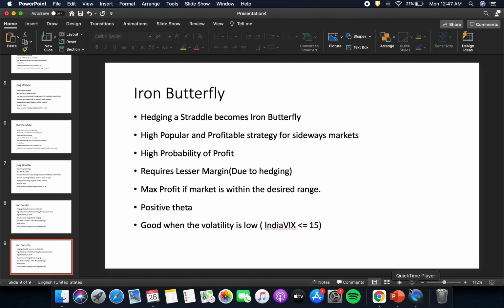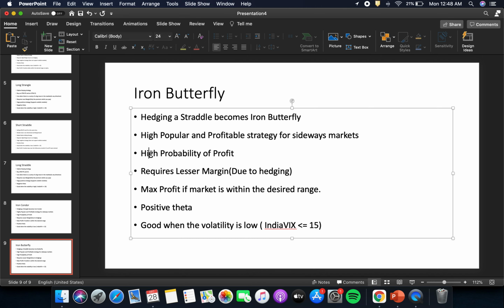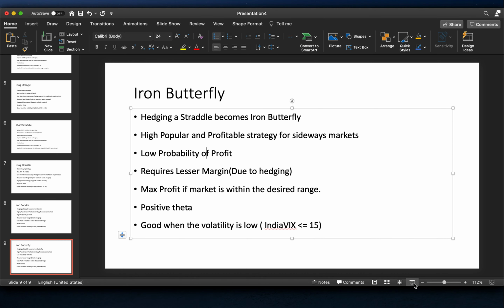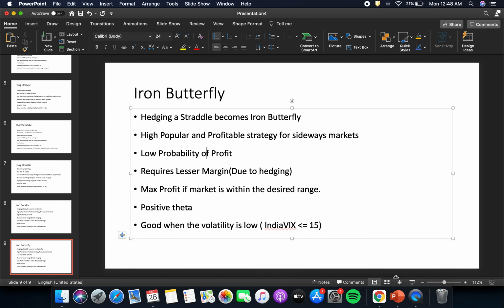And let's talk about the last strategy, that is iron butterfly. Now this one is really good because it has a really good risk to reward ratio, and basically when you hedge a straddle it becomes iron butterfly. Now it's again a really popular and profitable strategy for sideways markets, and it again has a really high, sorry, it should be a low probability of profit. I'm sorry. So this has a low probability of profit, but if the market stays at the money, basically you are going to make the maximum profit, and which is going to be really good. And again, this has a positive theta and good when the volatility is low. So let's do this.